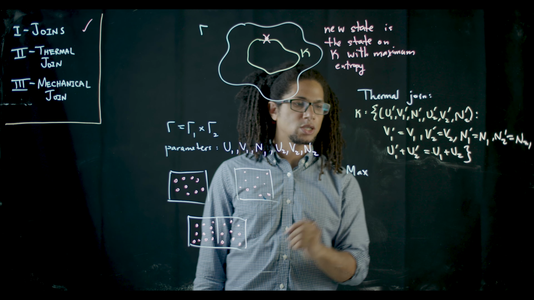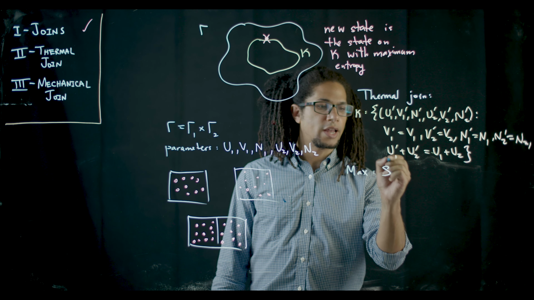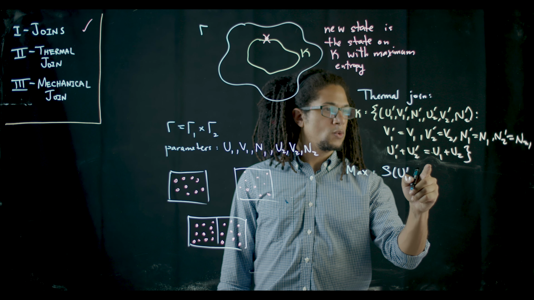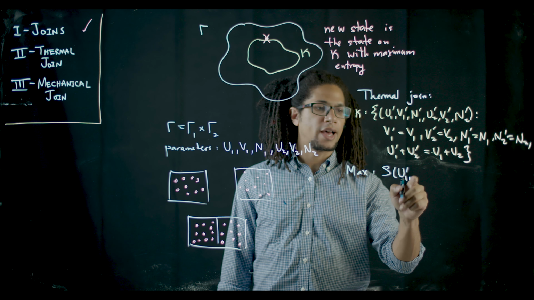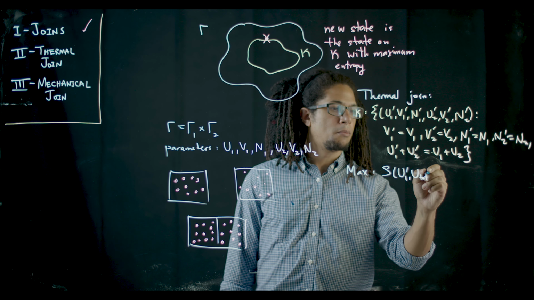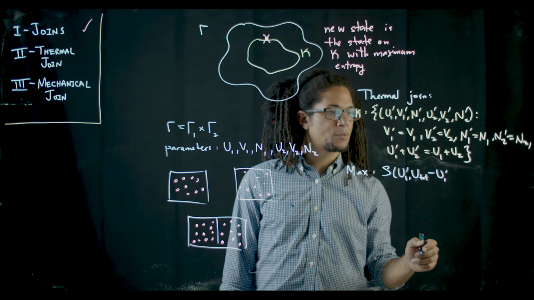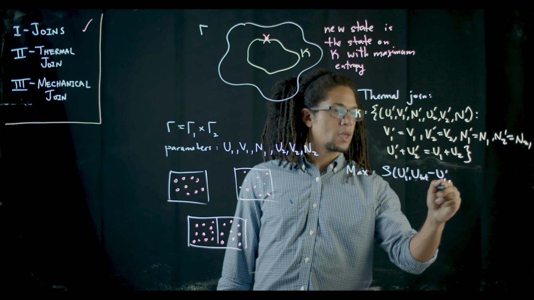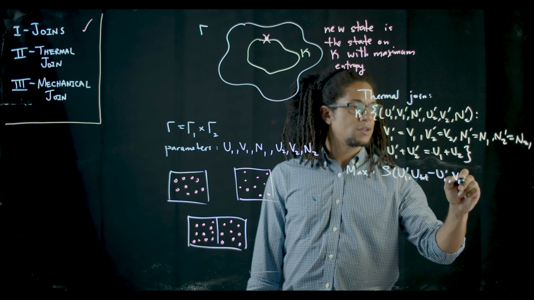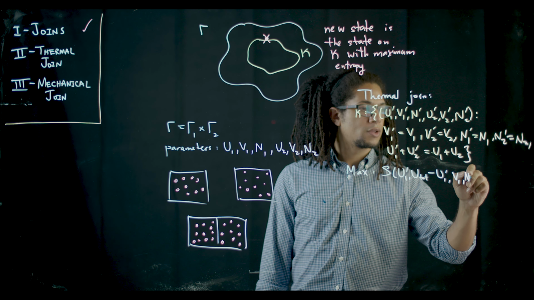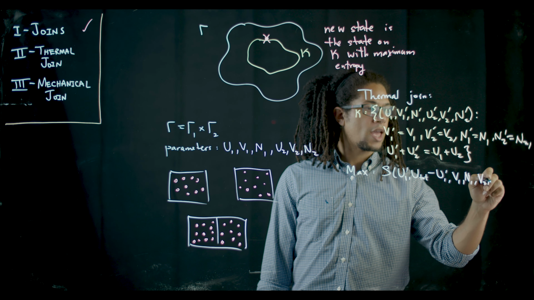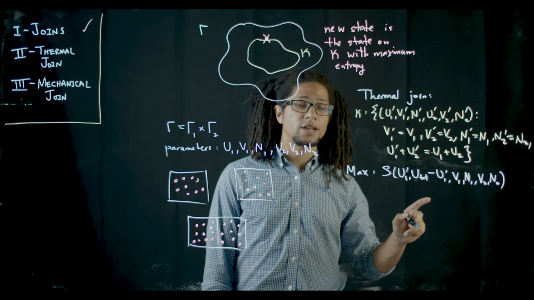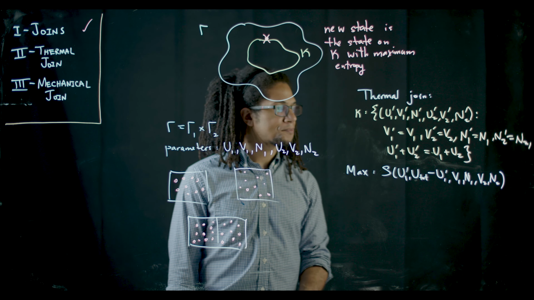So to state the maximization problem, we want to maximize the entropy of U1 prime, U2 prime, but I'll write that as U total minus U1 prime, where U total is our U1 plus U2 from before we did the join. Then we can say V1, N1, V2, N2, since V1, N1, V2, and N2 are all constant on kappa.